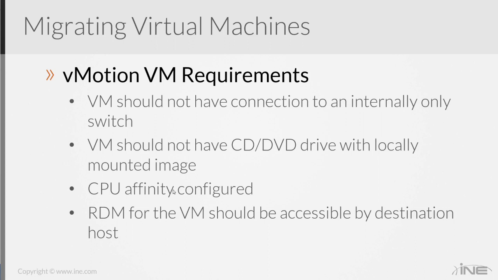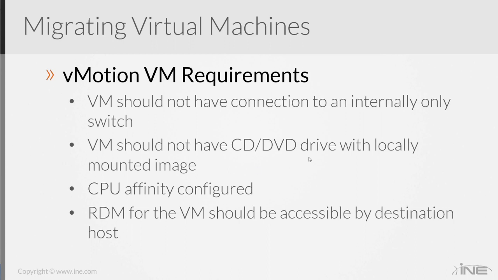So firstly, the VM that we are migrating should not be connected to an internal-only switch. As we mentioned in our introduction course, an internal-only switch is a vSwitch with no uplinks connected to it. Secondly, the virtual machine that we are migrating should not have a connection to a virtual device such as a DVD or a locally mounted ISO image.